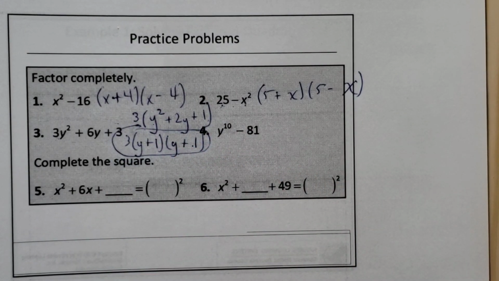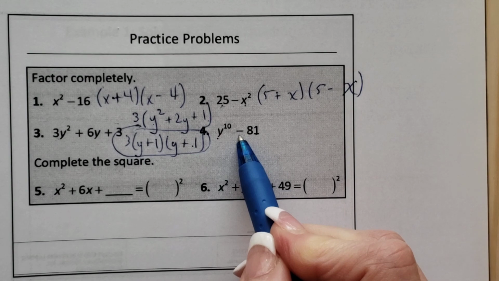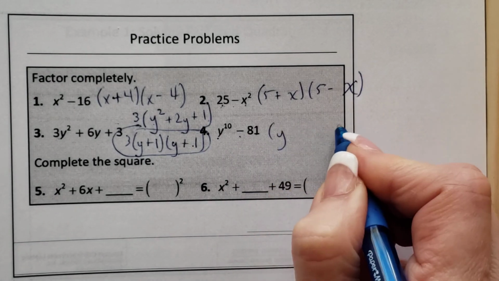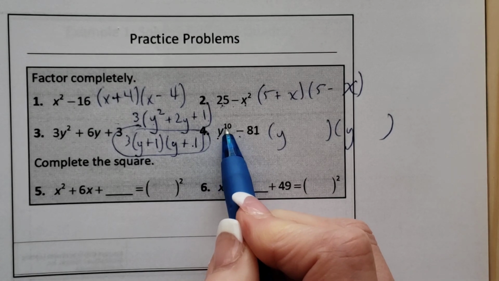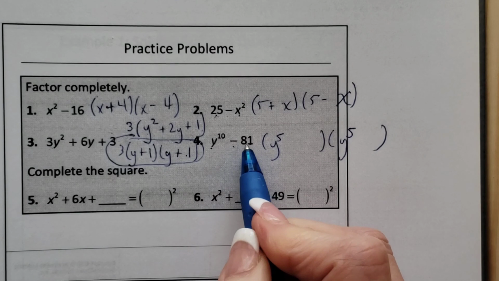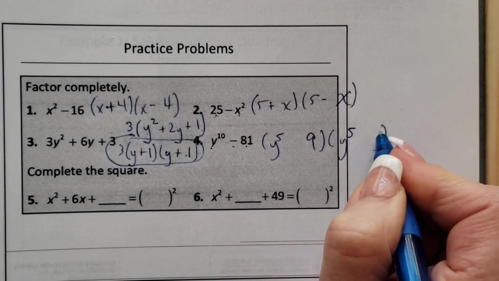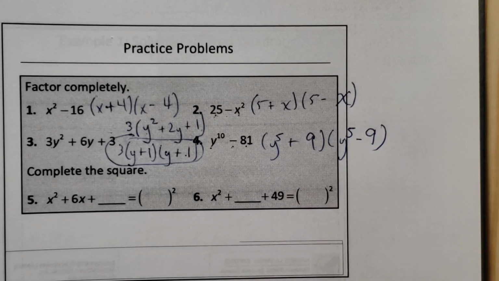That is factorable. And then number 4, I see 2 perfect squares. They're asking me the difference of these perfect squares, which is factorable. So the square root of y to the 10th is y to the 5th, y to the 5th. Find the square root of 81, I get 9 and 9. Since it's asked the difference, one's a plus and one's a minus.